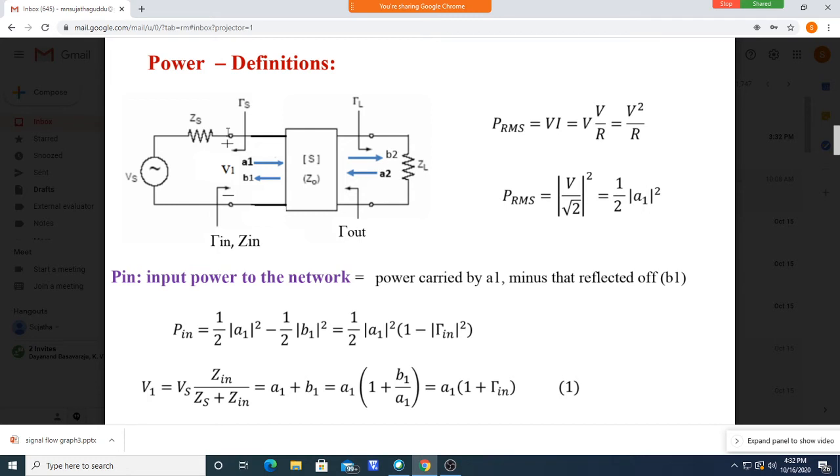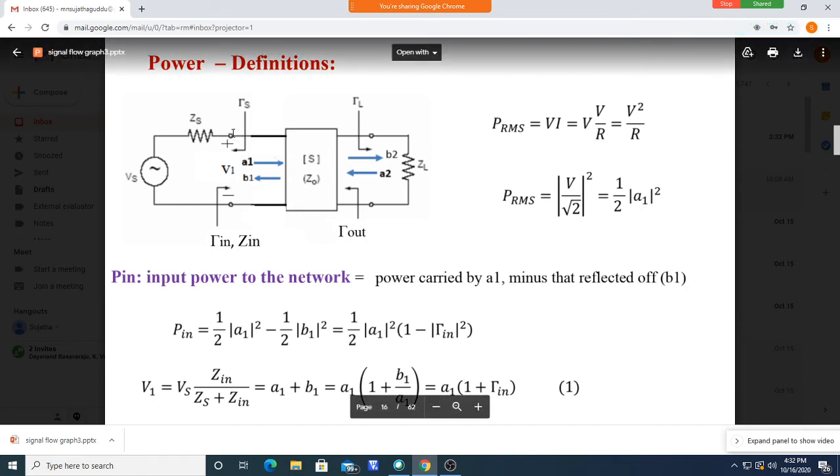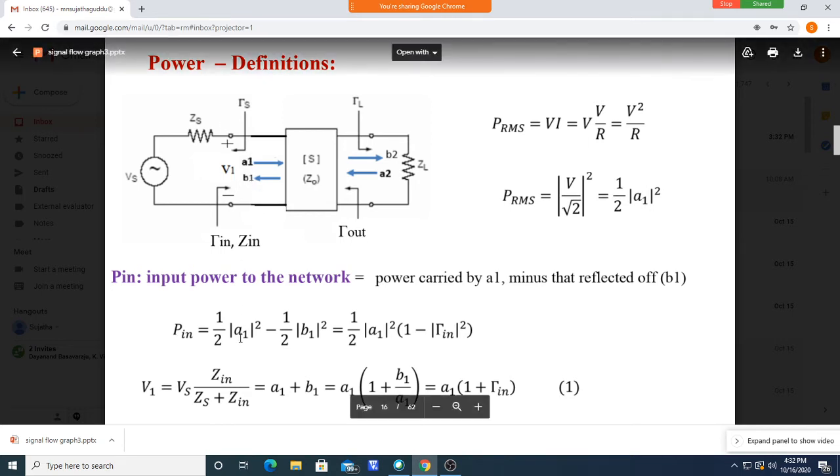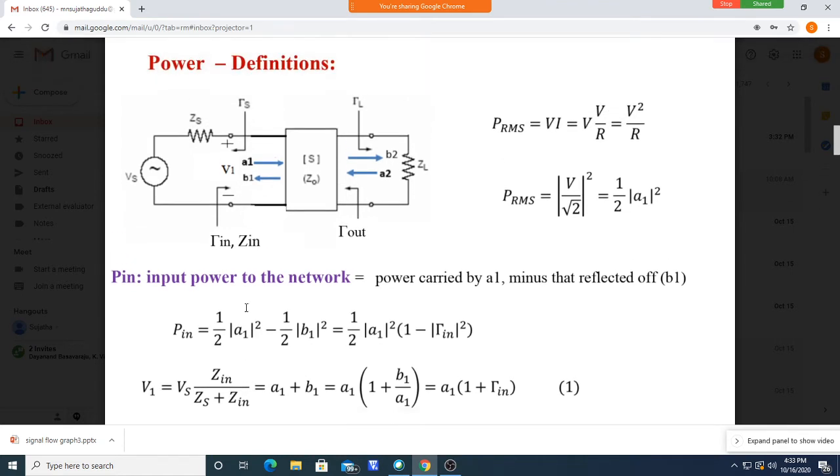So at any position, if you measure here or any position over this transmission line, if you measure voltage between any terminal, it is the addition of these two waves A1 and B1, is correct. This V1, it is the addition of A1 and B1. Voltage here is the addition of A1 and B1. So that I have written here.